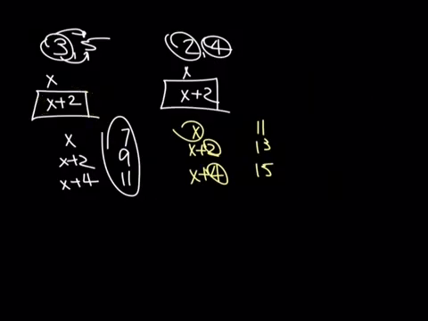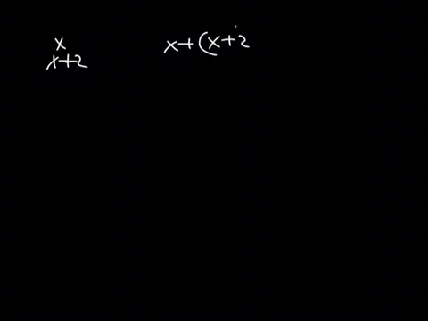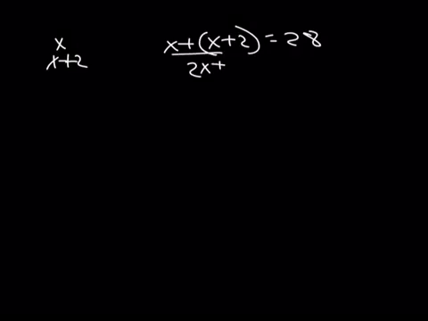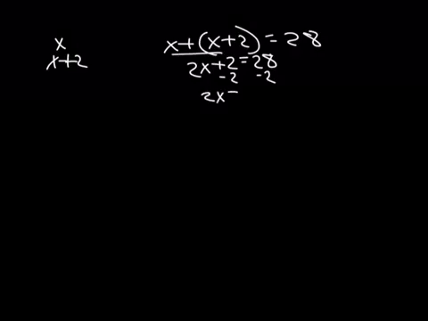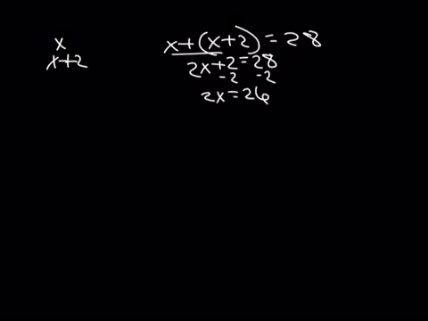Start with example 1 here. It says the sum of 2 consecutive odd integers is 28. 2 consecutive odd integers, you just go ahead and write it like that. And it says their sum is 28. There's the first one, there's the second one. Add my x's. Subtract 2. Divide by 2.